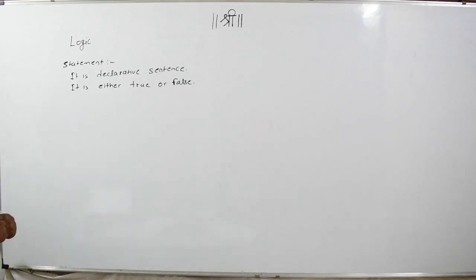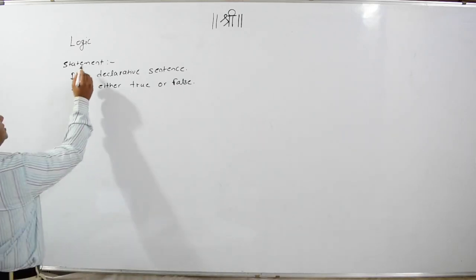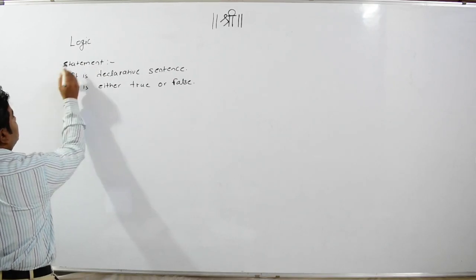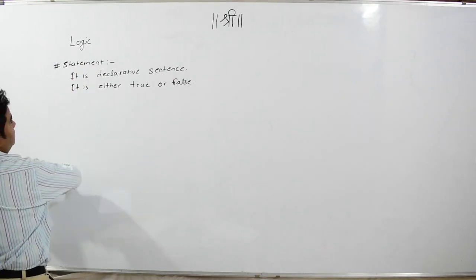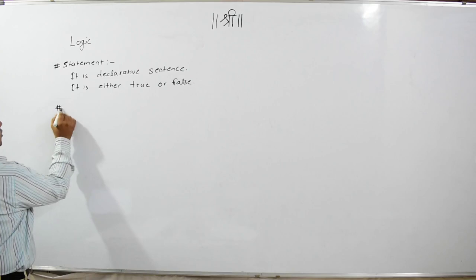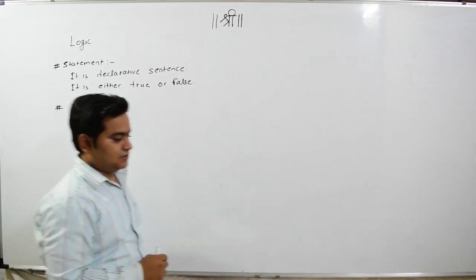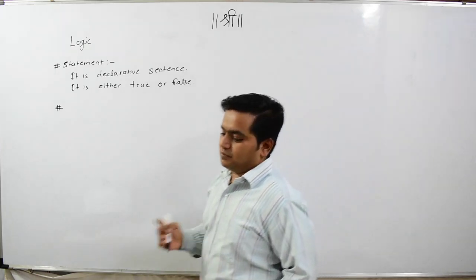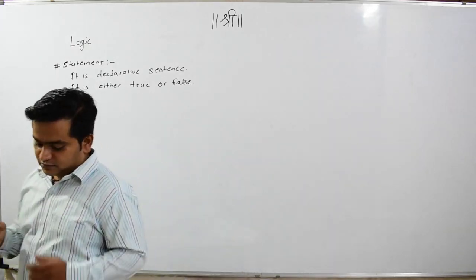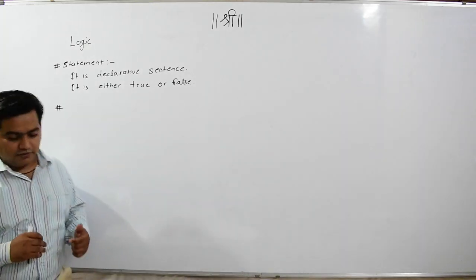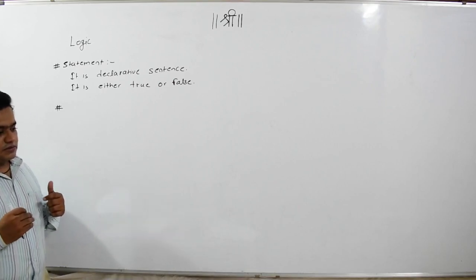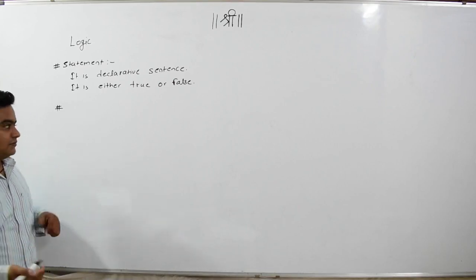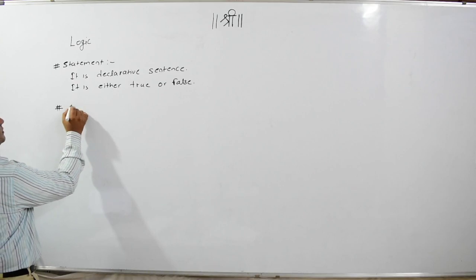Now another important parameter. This was regarding statement. Okay, the statement is done. Now the next part is what? There are two types of statements. One is the simple statement, another is the compound statement. So I would like to first define what you mean by a simple statement.